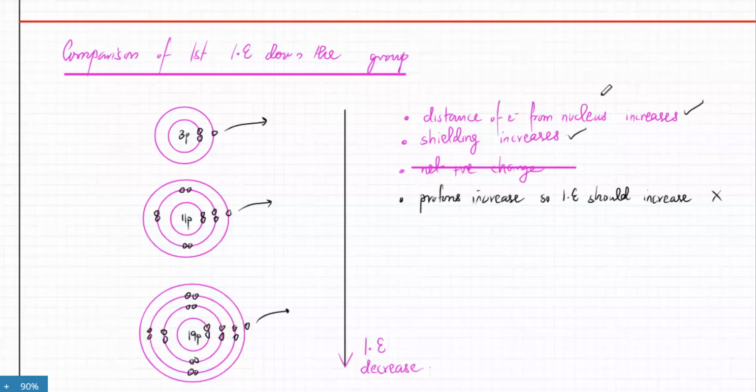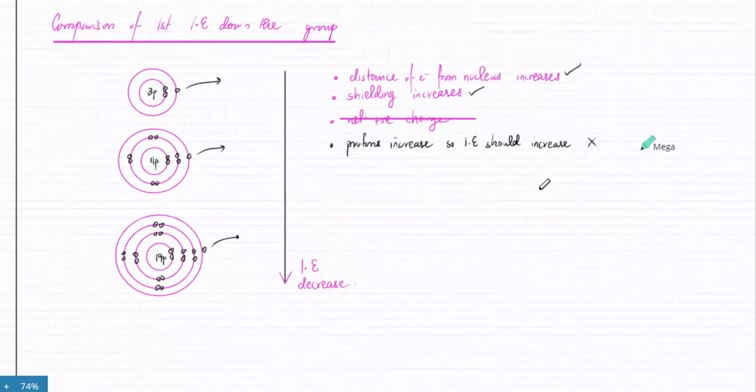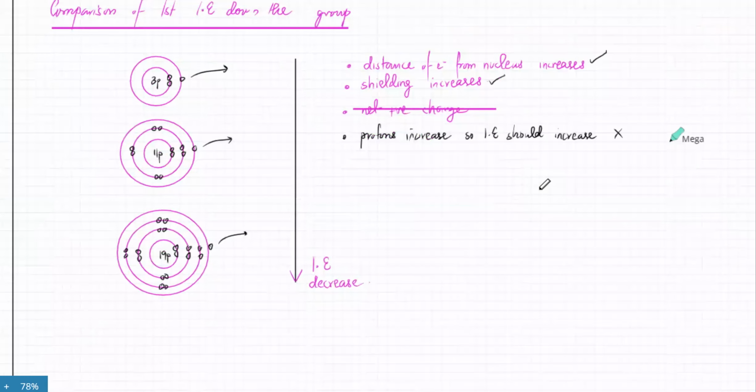But there are 2 factors that are supporting it. So overall, the net effect is that the ionization energy decreases because the electron goes further away. The shielding effect increases, so it becomes easier to remove electrons, despite the fact that protons are increasing. So when you have to explain this, you're going to write all these points.